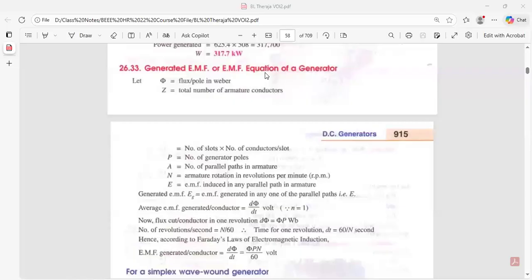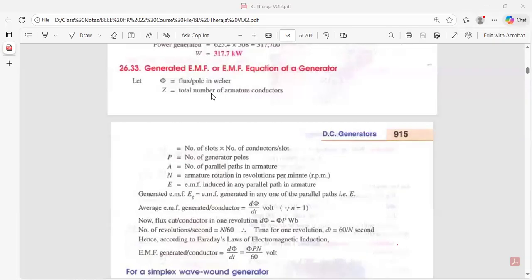There are two windings. One is the field winding and the other is the armature winding. What is the purpose of the field winding? There are two windings. One is on the magnets, one winding is there.